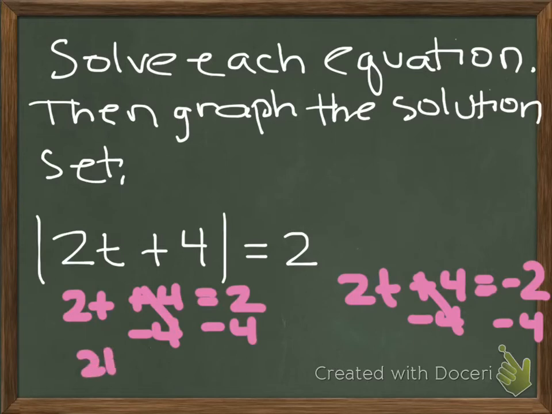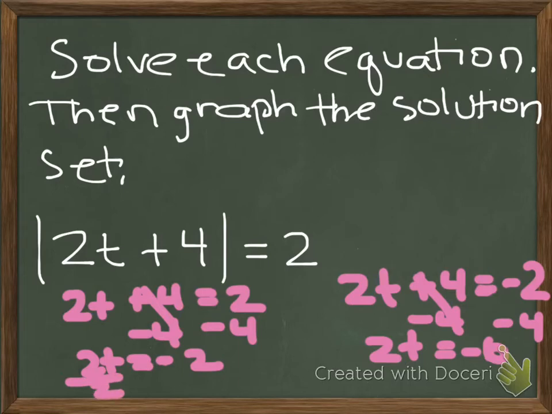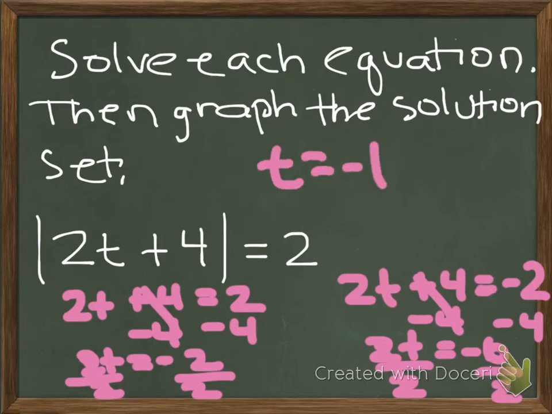So we have 2t equals negative 2, and we have 2t equals negative 6. So we're dividing by 2. And that will give us our two answers. So t would be negative 1, and t would be negative 3.